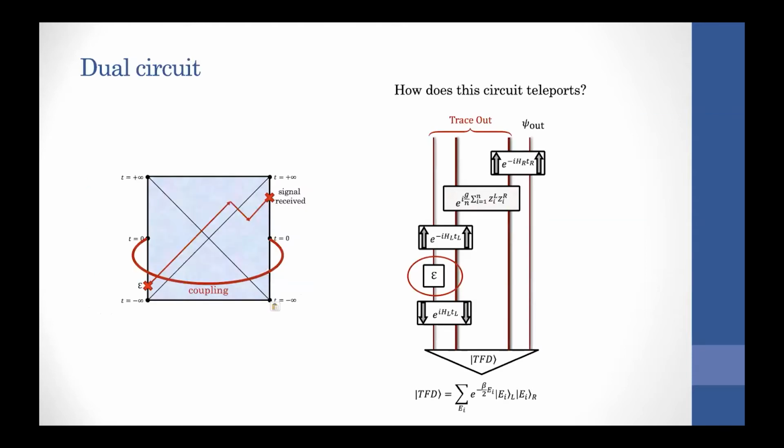So yes, this is an actual holographic picture. You have two boundaries, and you inject your signal by some quantum channel, and you release it in the bulk, and then you have some coupling, and then you receive the signal. The circuit dual of this is that you start with a thermofield double state, which is the state at time equal to 0. You time evolve backward. You inject your signal in.